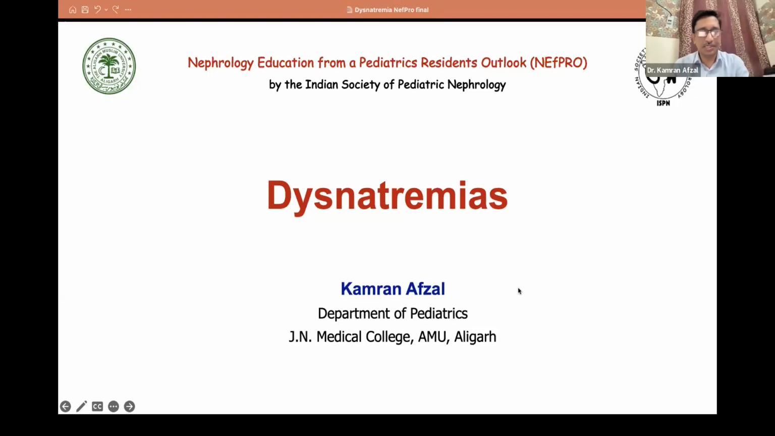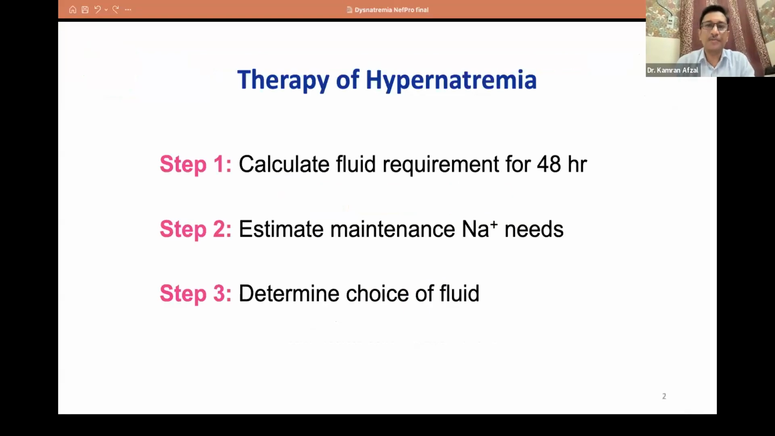I'll be discussing today some of the cases in the management of dysnatremias. Before I begin, let me tell you that in the management of dysnatremias, whether hyper or hyponatremia, the basic principle that we follow is to estimate the fluid requirement for the patient, both the deficit as well as the maintenance requirements. Then we estimate the maintenance sodium needs, and based on this, we determine the fluid of choice to be administered and the period over which this has to be administered. So this principle will be followed both for management of patients with hyper as well as hyponatremia.